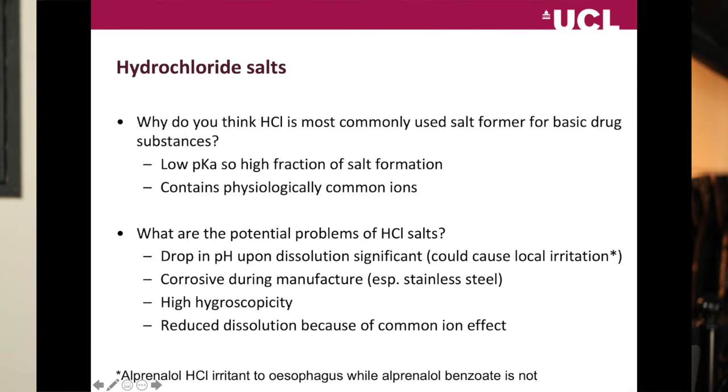I think, number one, hydrochloric acid is used as a salt former because it's a strong acid and therefore it has a low pKa. And as we looked at already, if you've got a low pKa from your acid, you're almost certainly guaranteed to have a delta pKa of at least 3. So it should form a salt with a high fraction of salt formation, probably more than 99%. So that's the number one reason.